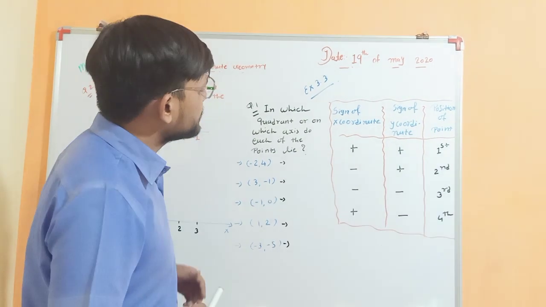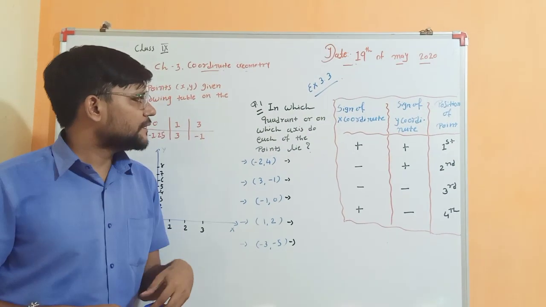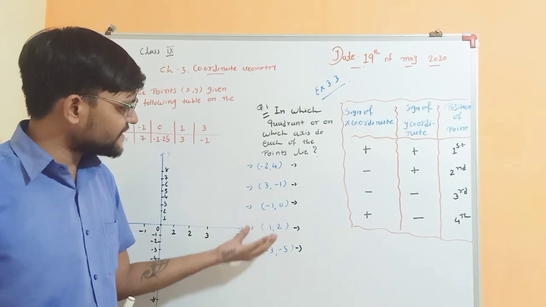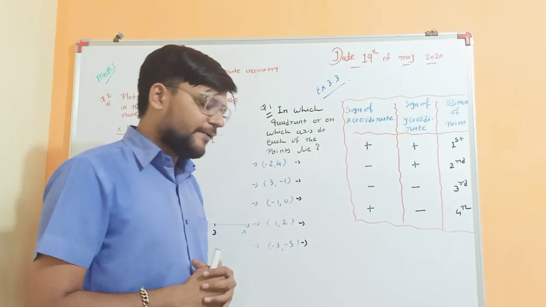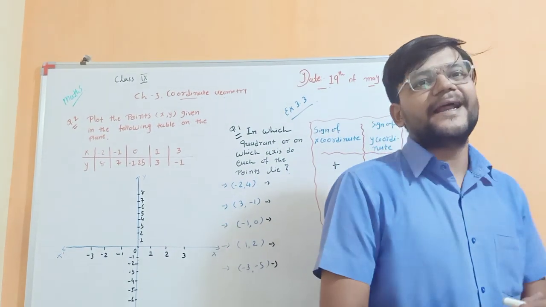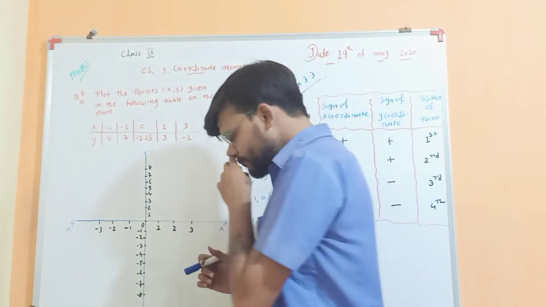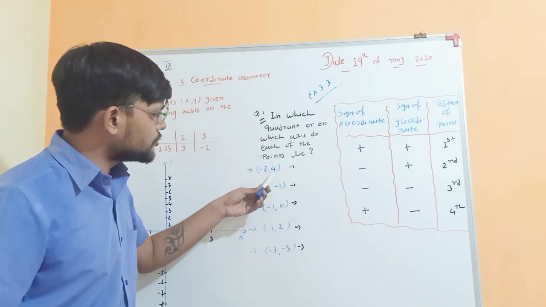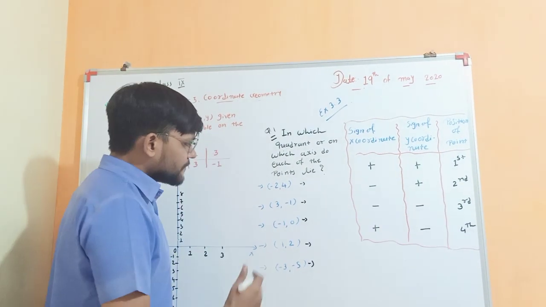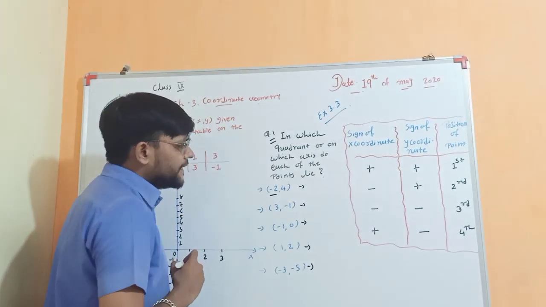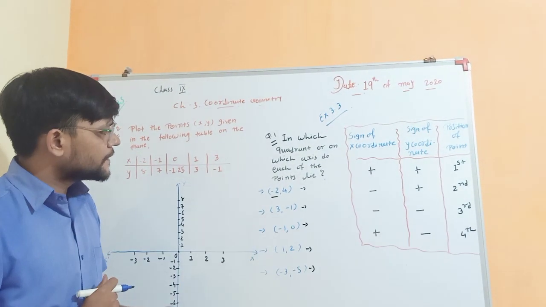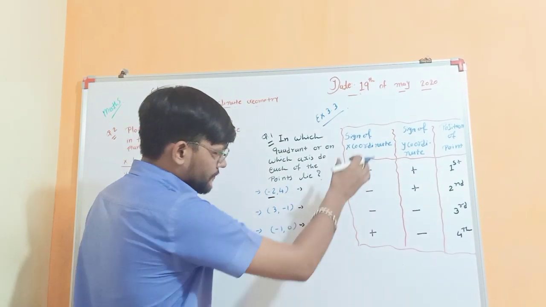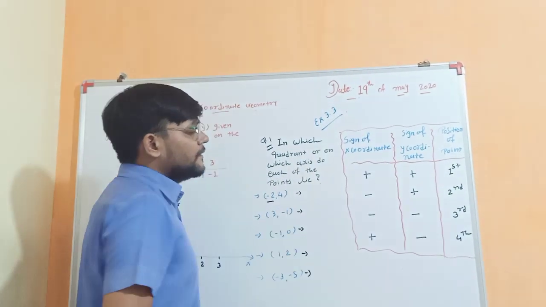Exercise 3.3. First question. In which quadrant or on which axis do each of the points lie? And verify by plotting this point on the graph paper. Right? So student, your first point has coordinates minus 2 and 4. Now, if you check the sign of the x coordinate, it is negative, and the sign of the y coordinate is positive. So, here I am in the table, right?